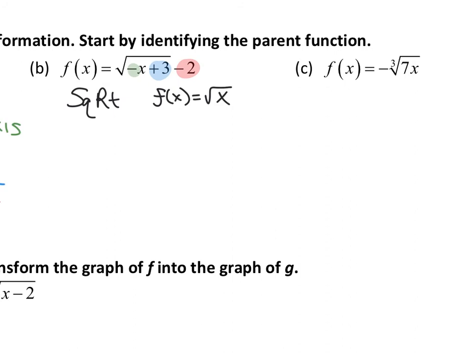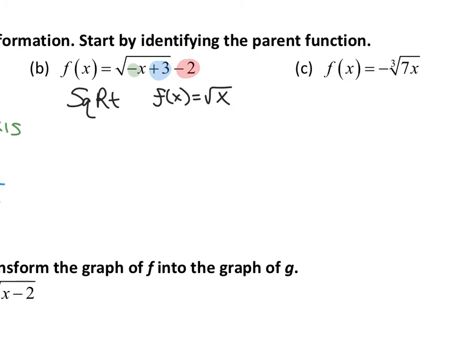What type of function is question B? A square root. So we know we're comparing it to the normal square root function, square root of x. There are 3 differences. There's a negative in front of x. We're having a plus 3 inside the square root, underneath the radicand, and a negative 2 on the outside. All 3 of those things translate to different transformations.